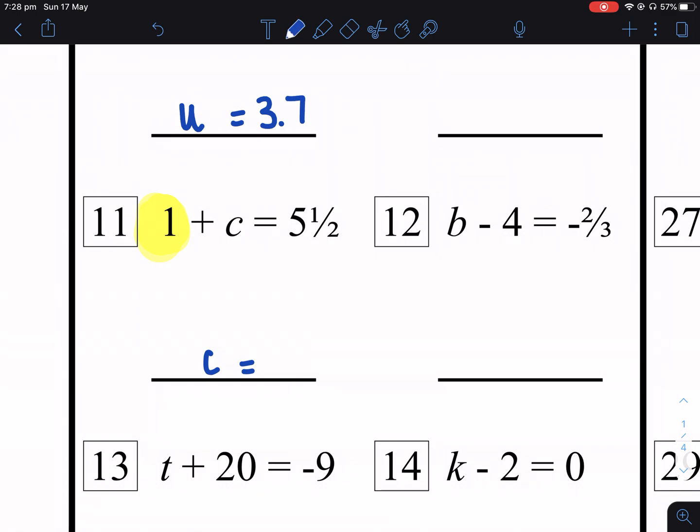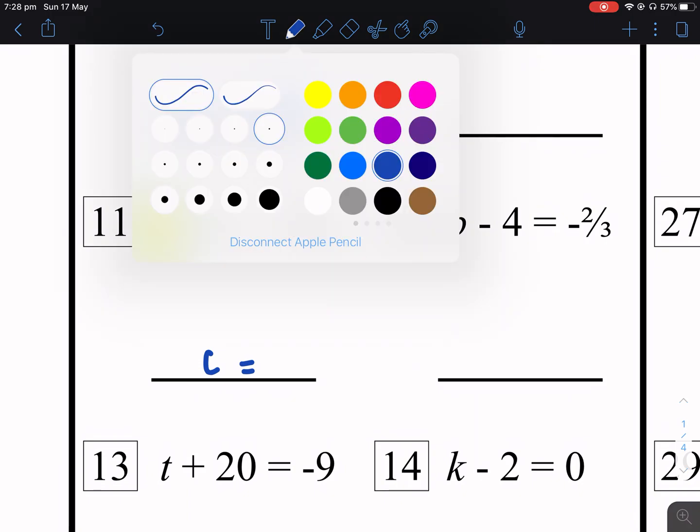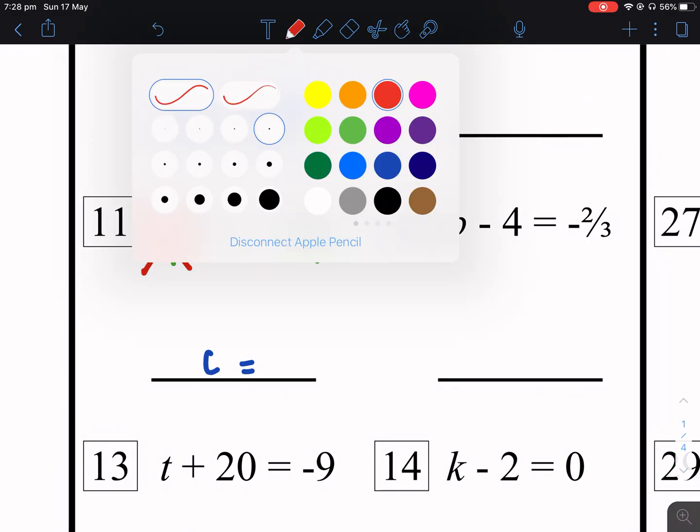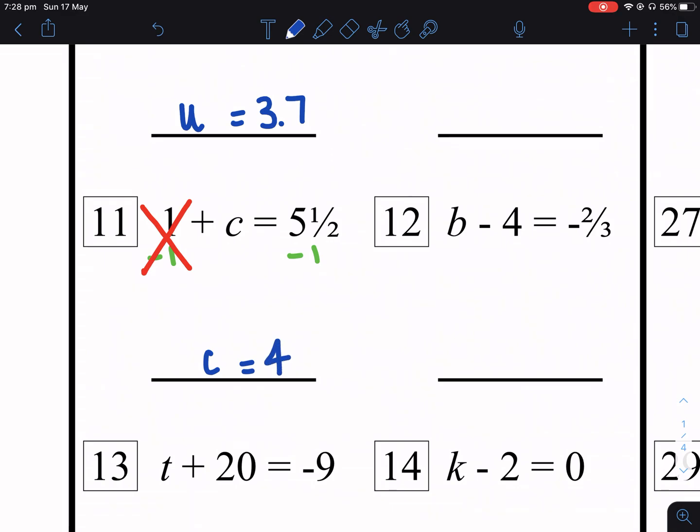Anyway, let's get rid of this 1. At the moment, is this a positive 1 or a negative 1? At the moment, it's a positive 1 because there's nothing in front of it. So every time you have a number out the front that has nothing on it, you minus it. So we're minusing 1 from both sides. 1 minus 1 is 0, so that gets rid of that. So we just have our plus c, which we already discussed. And 5.5 minus 1, it's okay if you use a calculator, but that's 4.5.